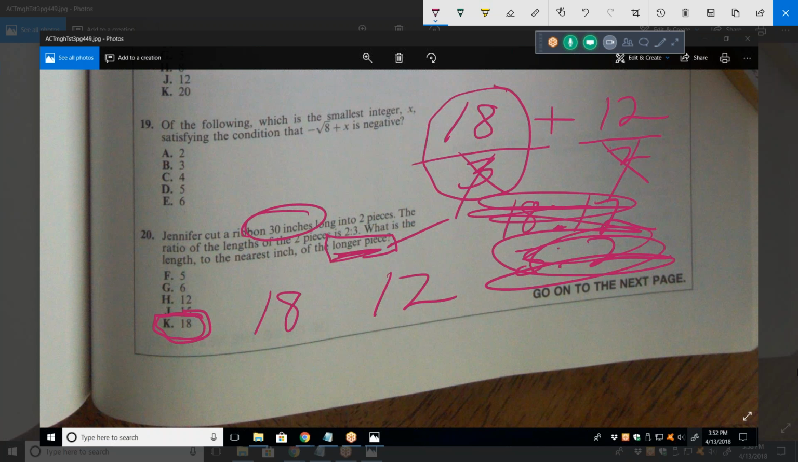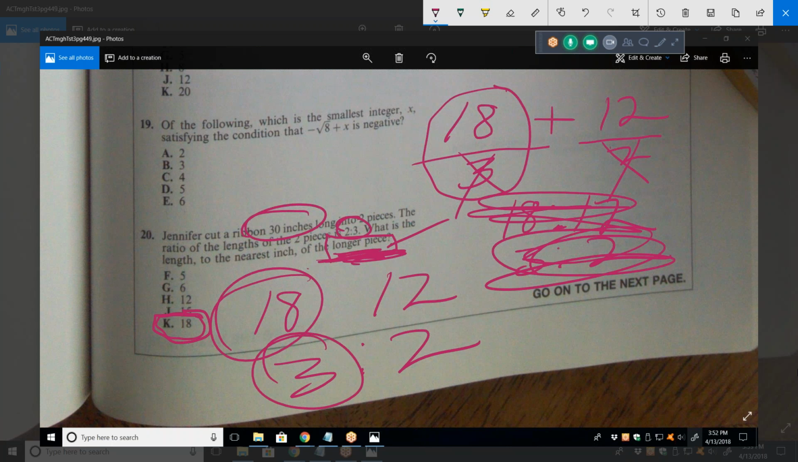Does it matter that it's not a 2-to-3 ratio? No, because they asked for the longer piece. The longer piece has got to be the bigger of the two numbers. That is in a 3-to-2 ratio or a 2-to-3 ratio, whichever way you're looking at it. But nonetheless, the longer piece has to be the 3 part of the ratio. That makes sense. That's a good place to stop.